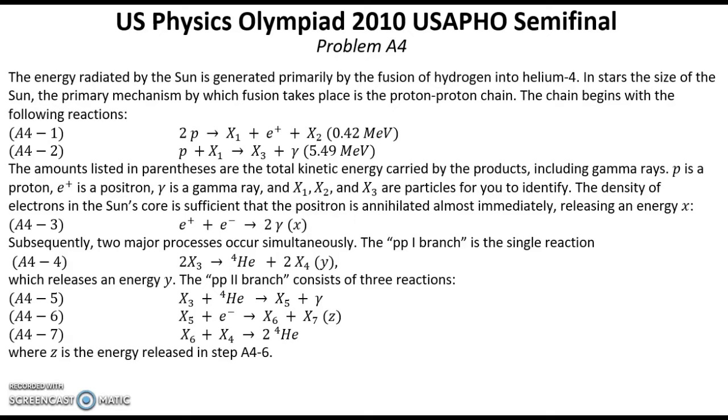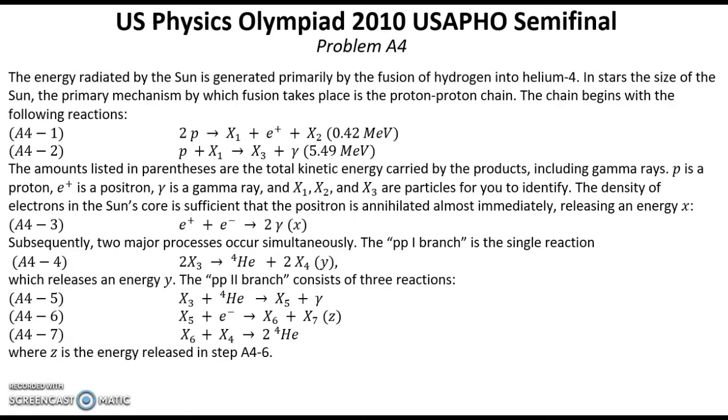Subsequently, two major processes occur simultaneously. The PP1 branch is the single reaction: two elements X3 go into helium-4 plus two elements X4, which releases an energy Y.